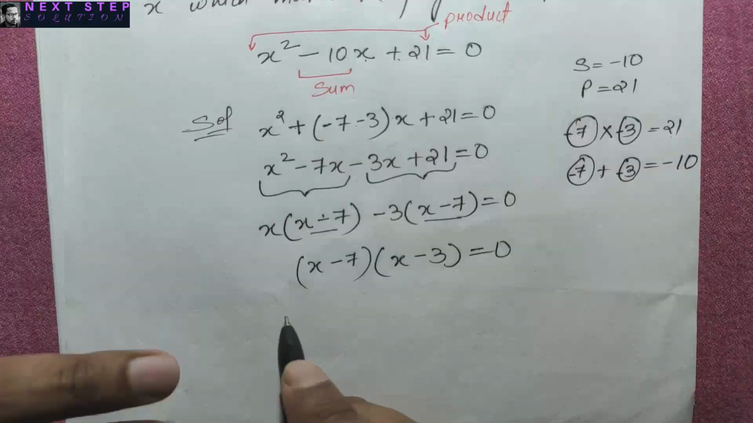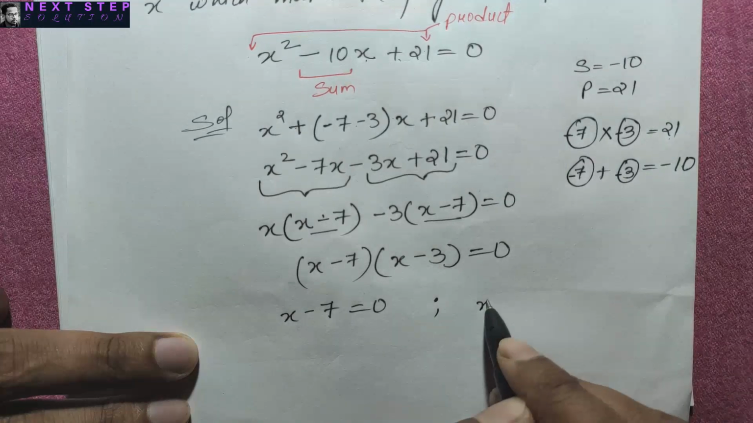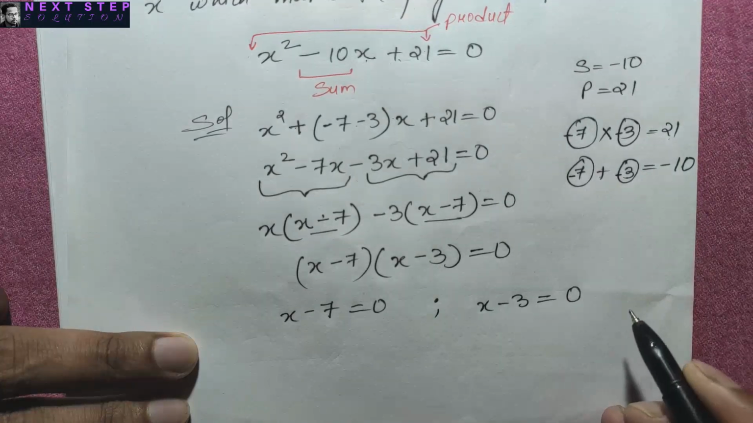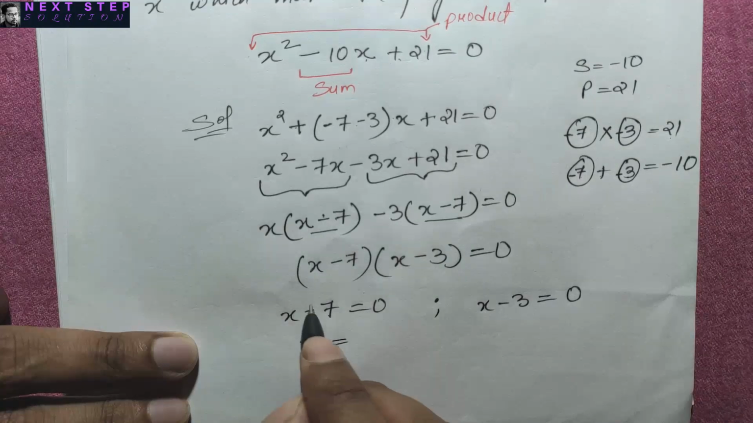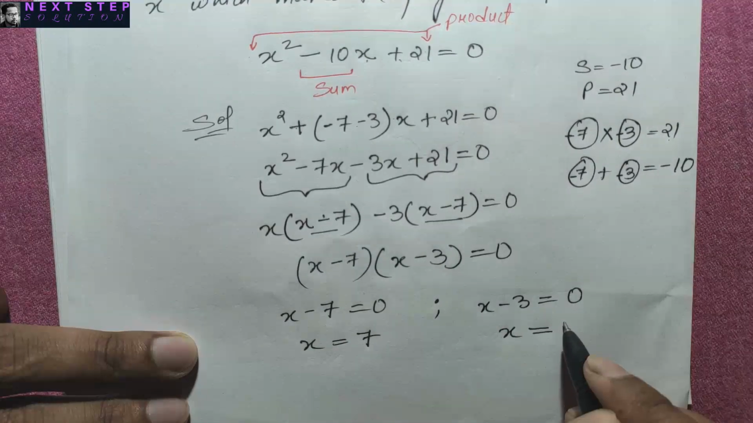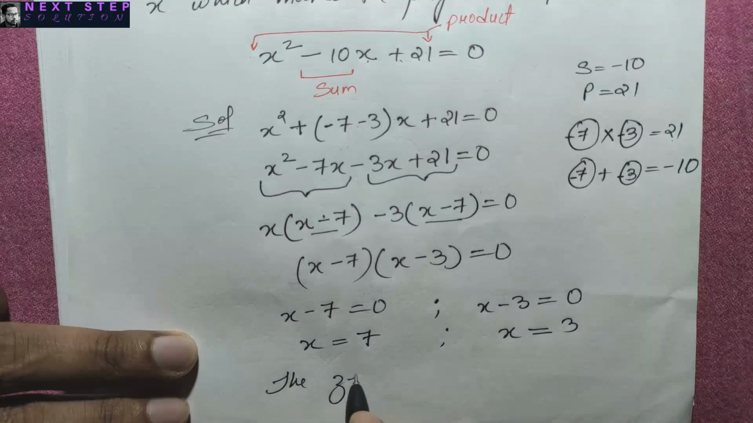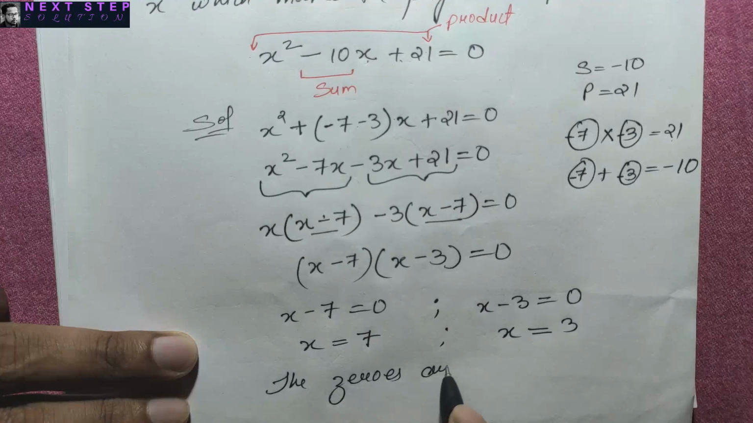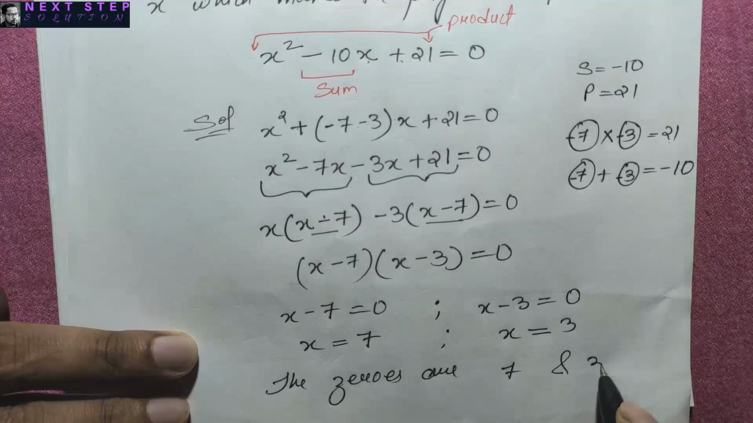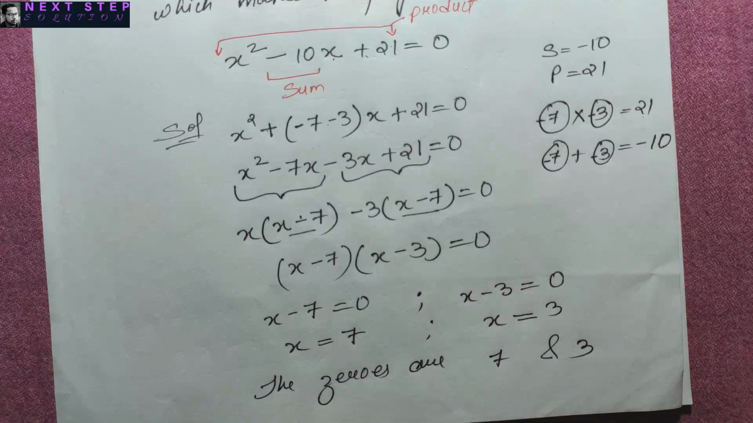So we have x minus 7 is equal to 0 and x minus 3 is also equal to 0. So x will be equal to 7, it comes this side and becomes positive 7. And x is equal to minus 3, it comes this side and becomes positive 3. So therefore the zeros are 7 and 3. Now here we will not only find out the zeros, but we will find out the relationship. Next thing is relationship. Let's see what the relationship is.